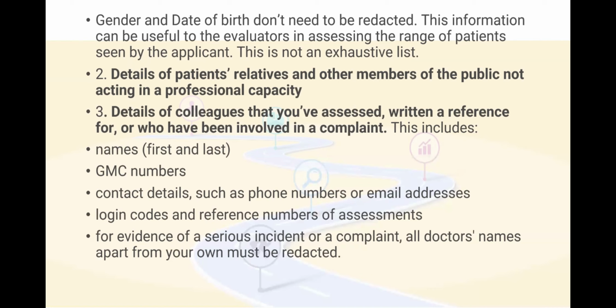Apart from patient details, for patient's relatives, say there is a complaint and you are describing how you responded, and the patient's daughter has complained, or the patient's sister, or maybe husband or anyone, those identifiers are also to be redacted. And then details of colleagues which you have assessed, number one. Number two, written a reference for, or number three, who have been involved in a complaint.